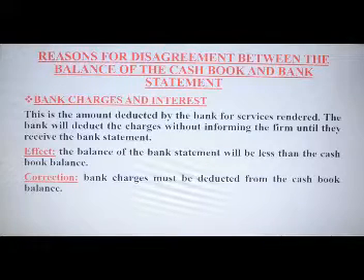Alright, we have bank charges and interest. Now our bank charges refer to the amount that the bank deducts for the services they render to the business, such as maintaining accounts, maybe transfer charges, or other, and then bank interest. Okay, now we start with bank charges.